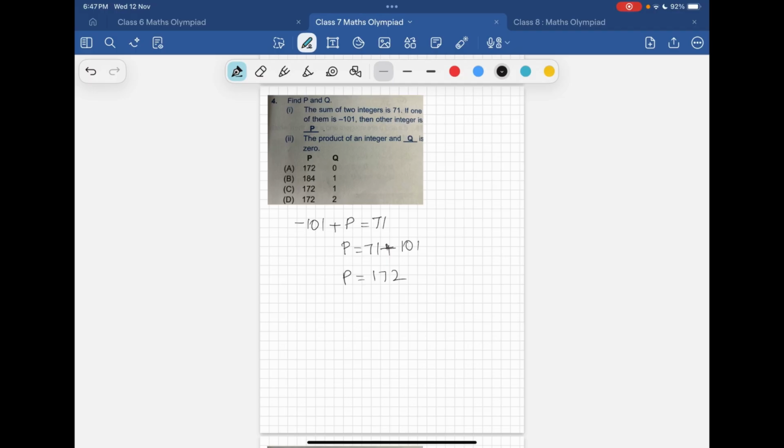Now let us try for Q. The second one is, the product of an integer and Q is 0. So let the integer be x. So x into q is equal to 0. So then q is equal to 0 by x, which is nothing but 0. So option A is the correct answer.